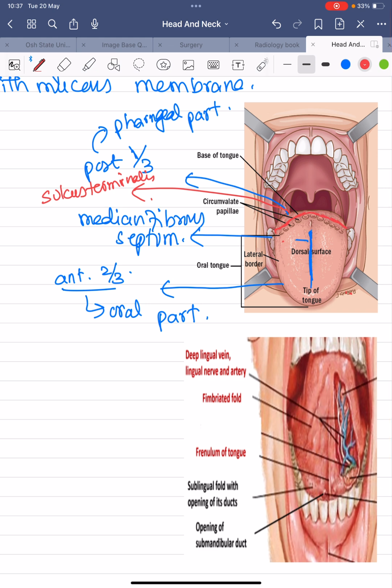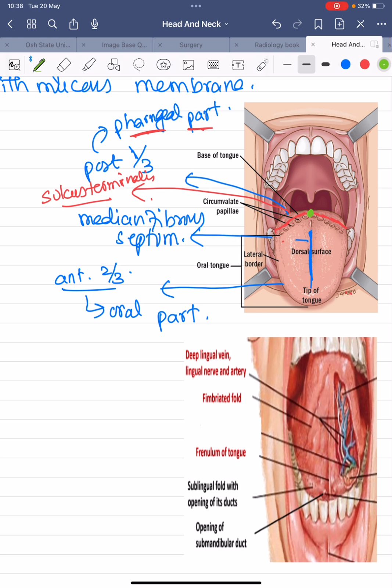Please remember, the mucous membrane of the dorsal surface of the tongue can be divided into an anterior part and a posterior part. The anterior 2/3 part is known as the oral part, and the posterior 1/3 part is known as the pharyngeal part. The structure dividing the tongue into anterior and posterior parts is the sulcus terminalis.